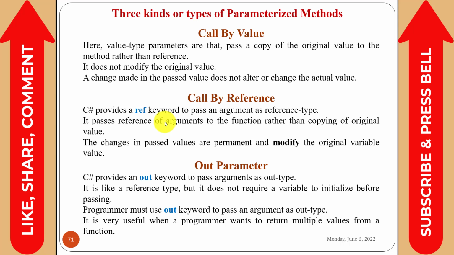After that, the out parameter. Out parameter is a wonderful concept. It is included in C#. C# provides an out parameter to pass an argument as out type. With the help of out type, we can return multiple values together. This is a wonderful feature for us. It is like a reference type, but it does not require a variable to be initialized before passing. This is one wonderful feature.